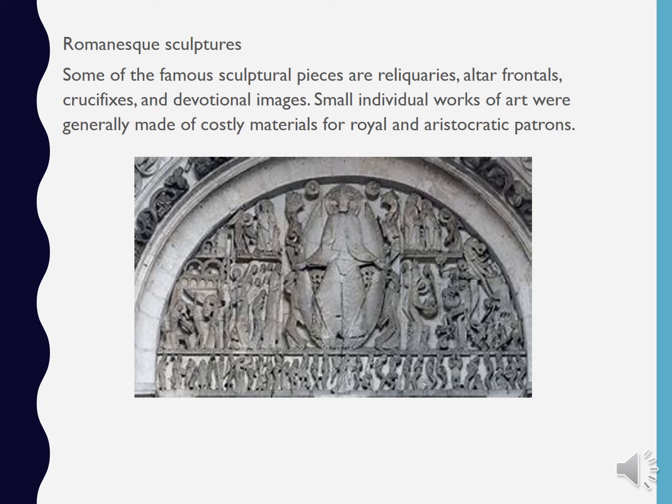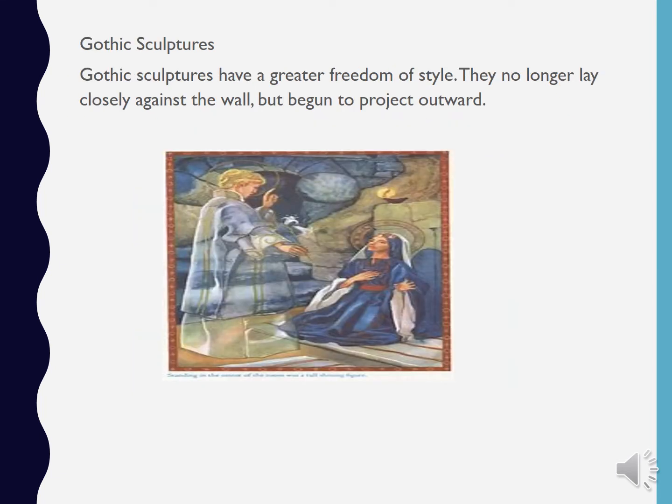Romanesque sculptures. Some of the famous sculptural pieces are reliquaries, altar frontals, crucifixes, and devotional images. Small individual works of art were generally made of costly materials for royal and aristocratic patrons. So this is an example of Romanesque sculpture. Gothic sculptures. Gothic sculptures have a greater freedom of style. They no longer lay closely against the wall, but began to project outward. So these are examples of Gothic sculptures.